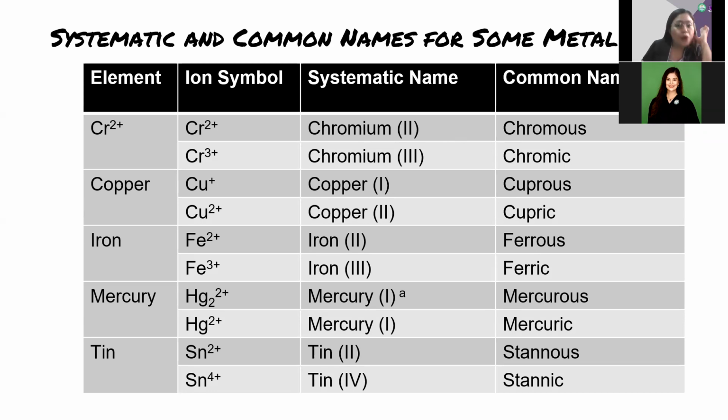So you have there the chromium, either positive 2 or positive 3. So take note, how do we write the systematic name? We use the Roman numerals. And then for the common name, we use those names na nag-end sa OUS and IC. So you have to follow instruction. You have to read carefully the question whether you are asked to give the systematic name or you are asked to give the common name.